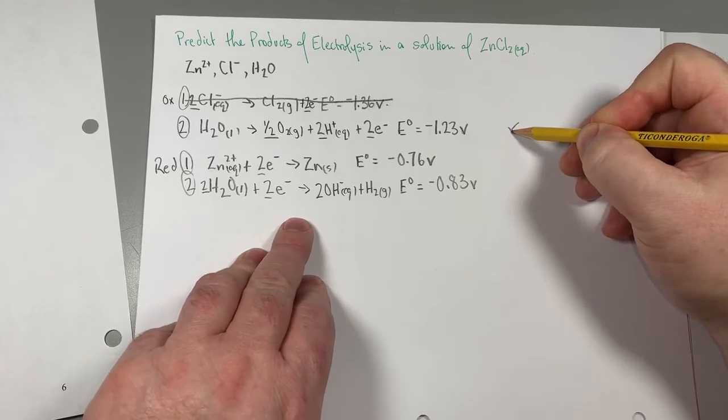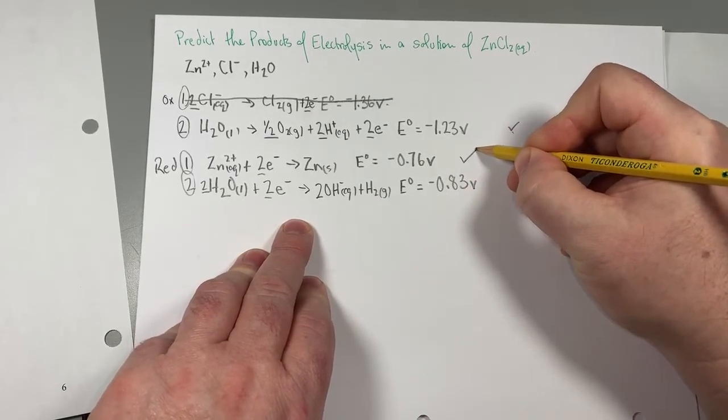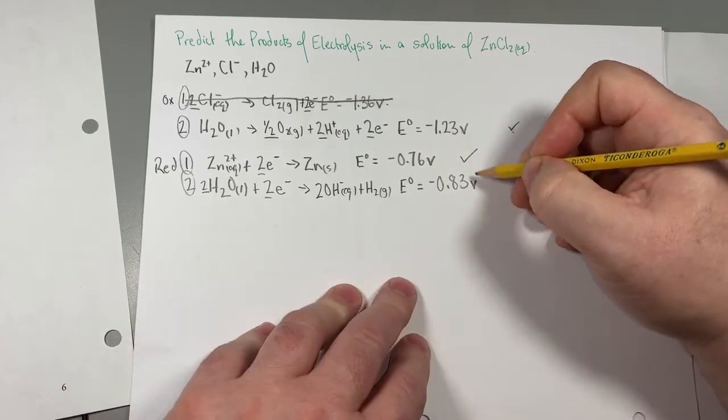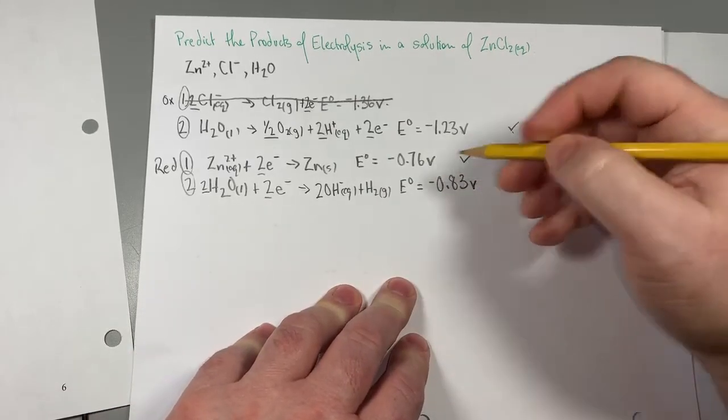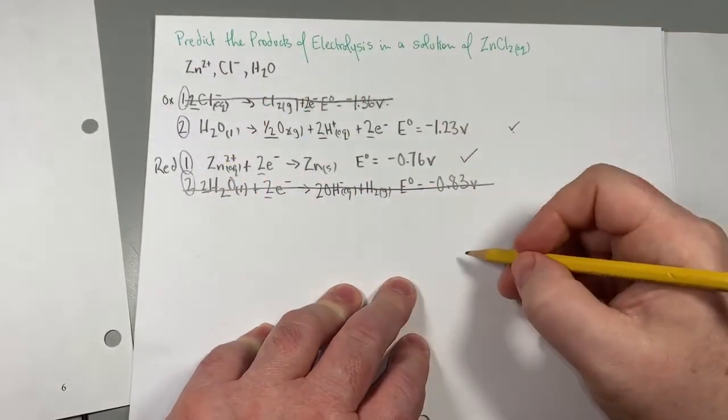Here, this is a smaller negative voltage. This is easier to provide than this. So zinc ion does get reduced.